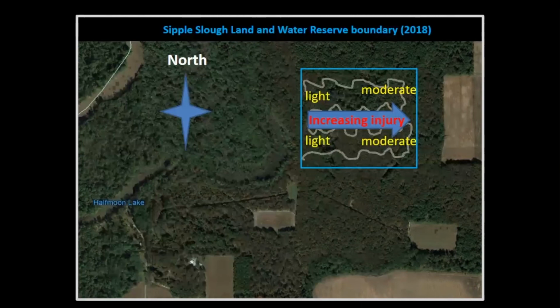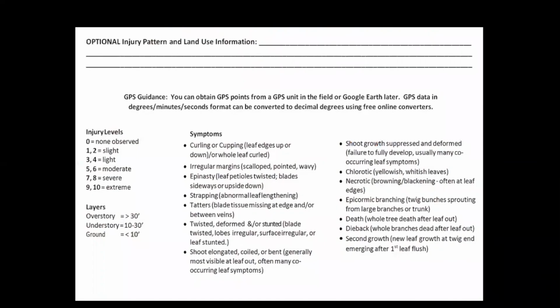Now, it's optional to record this, but probably useful. If we go to that second page, you'll see a notes area that says optional injury pattern and land use information. How we might describe the monitoring example that I just showed you is that there was a modest but steady increase in damage from the west side to the east side of the reserve. And that would characterize the injury pattern in this case.